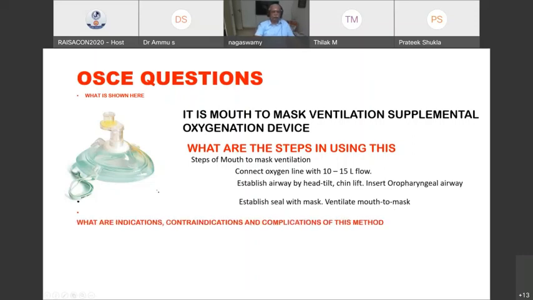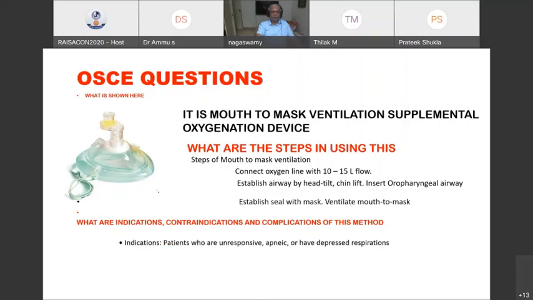Okay. Now, what are the indications, contraindications, and complications of this method? Supposing you have this equipment and you want to resuscitate a patient, what are the indications? Already I have told you where you will use it. So that is the answer, already you know. What are the indications? Whatever I have told earlier, you have to repeat. That's all. Why is there so much hesitation?